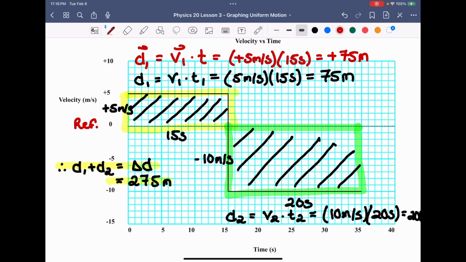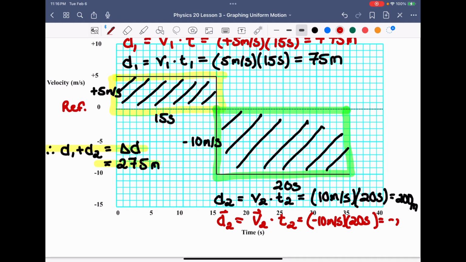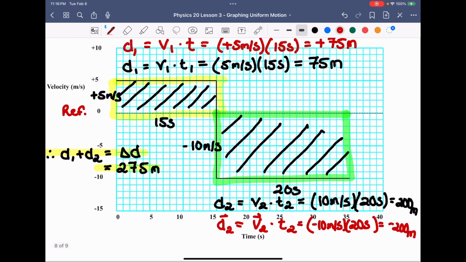Now, for the other one, what we're going to do is we're going to say displacement number 2 is equal to velocity 2 instead of speed 2 times t2. This is going to be equal to negative 10 meters per second multiplied by the 20 seconds. And rather than squeezing it off to the side there, actually, maybe I can here, we're going to get negative 200 meters. There we go. I know it's a little bit squishy on that right-hand side, but that'll be okay.